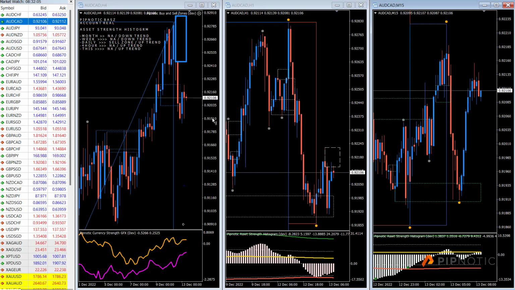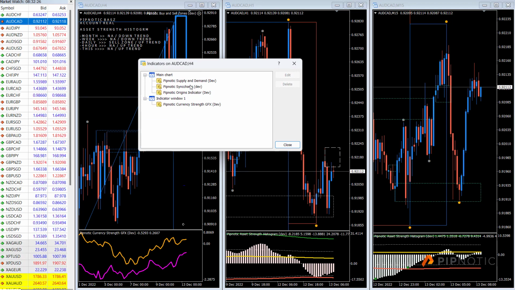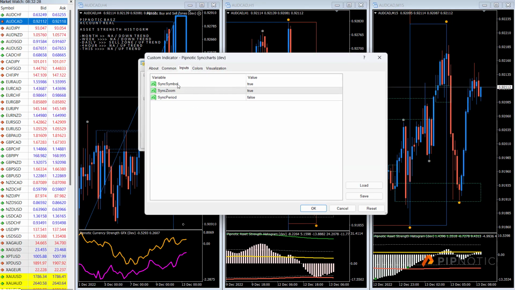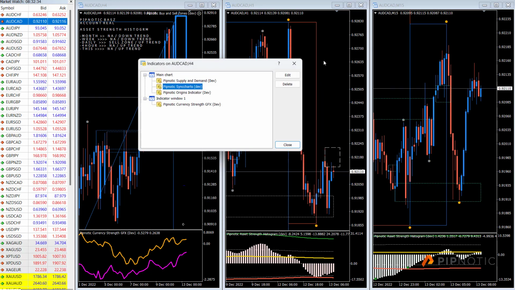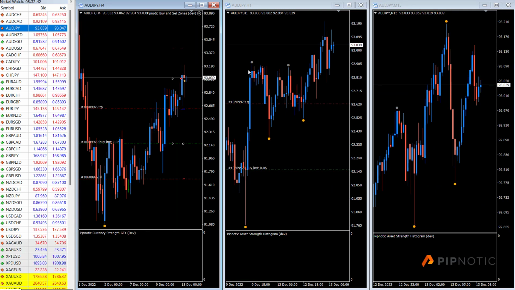So what you could do for this particular configuration is, if we focus on my setup, where I have my longer term, my medium term, and my shorter term, and I have the same indicators on all charts, which is the supply and demand in the default configuration. But over here on the left, on my longer time frame, I have another indicator, and that is Sync Charts. And Sync Charts is synchronizing the symbol and the zoom, but not the time frame. And I apply that to this chart. And so when I drag a new instrument over to that specific chart, the other charts are updated as well.